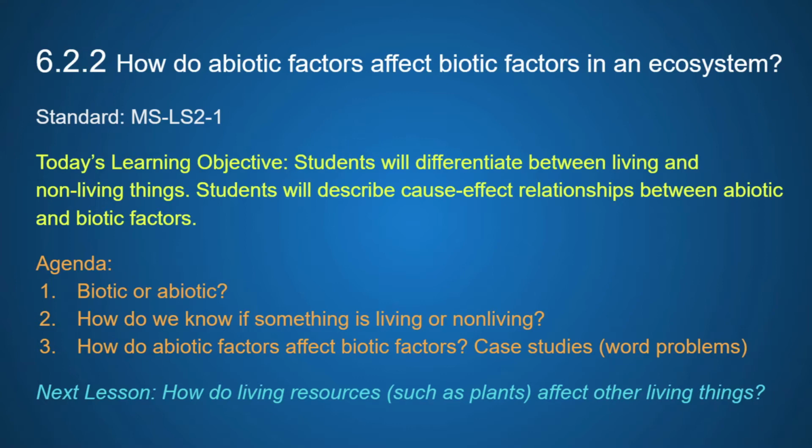So we're going to start by doing a little game trying to figure out if something is biotic or abiotic. Then we're going to look at some rules to tell us if something is living or non-living. And the last thing we're going to do today are some word problems, and we're going to try to figure out how the abiotic factors are affecting the biotic factors. Next time, we're going to learn about how living resources affect other living things. So let's get started.